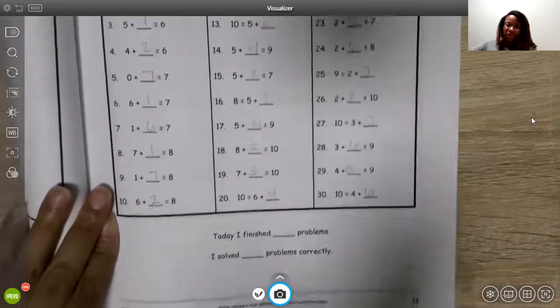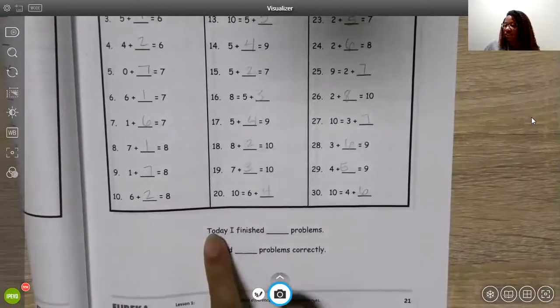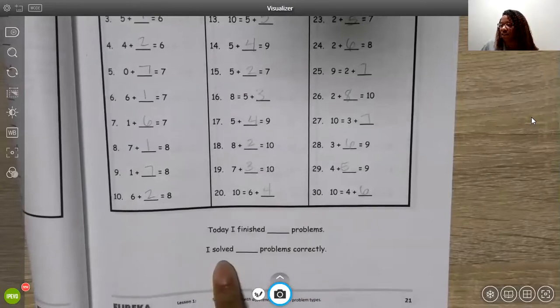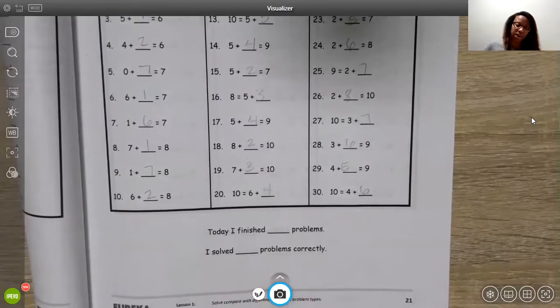And let's now remember, if you want to write our sentences down here, it says, today I finished blank problems and I solved blank problems correctly. I'll give you a few seconds to write those down and fill in the blank before we move on to our next fluency activity.